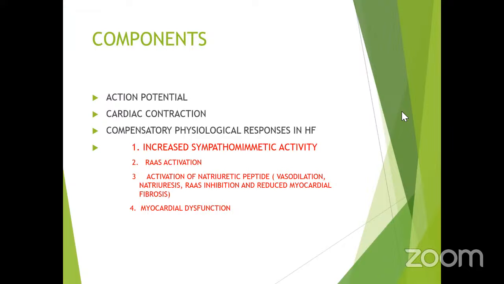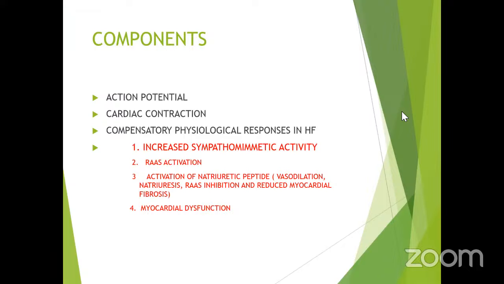Next is RAS activation. Apart from that, sympathomimetic beta 1 is the main one. Apart from that, you have even alpha, which causes vasoconstriction. All these things are there, but the main one I'm targeting is beta 1 in the heart, and also beta 1 activity, increased activity of renin.